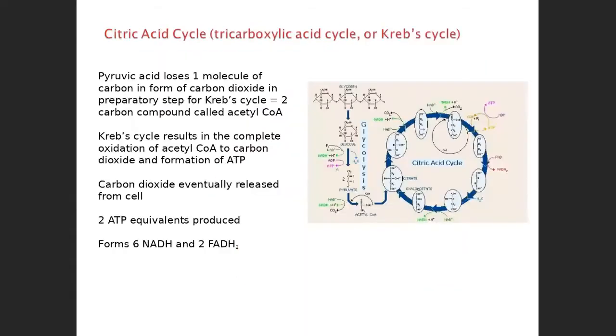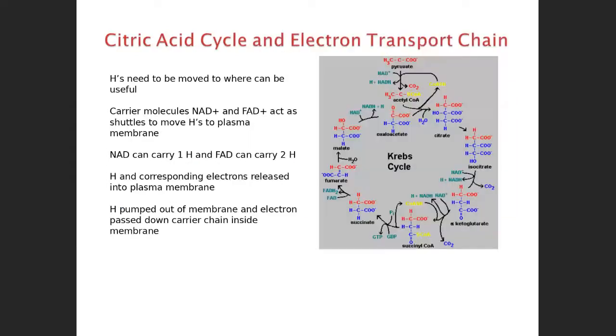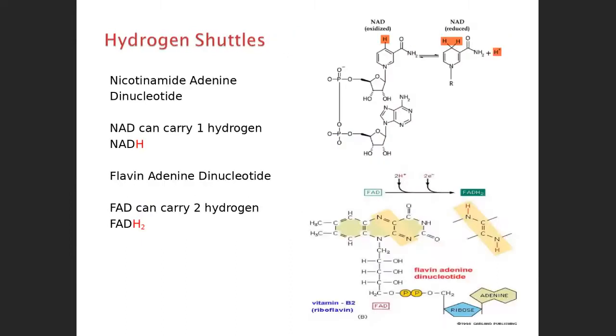All that's left to do is talk about the electron transport system. Remember, those shuttles have been picking up these hydrogen all along, so they don't wait for everything to be released. They pick them up, because the most important part of catabolic cellular respiration is the liberation of hydrogen with their corresponding electrons.